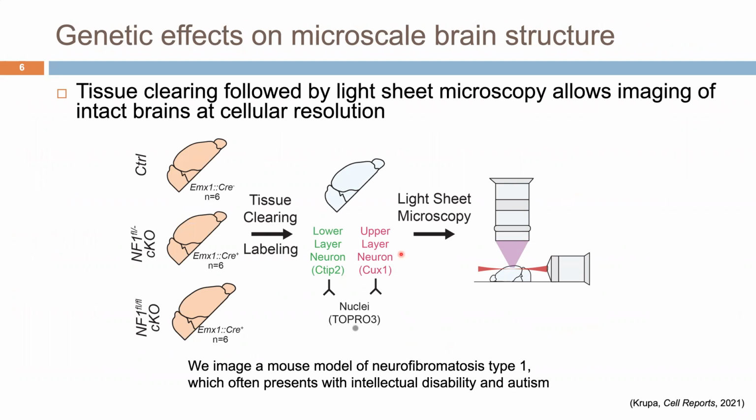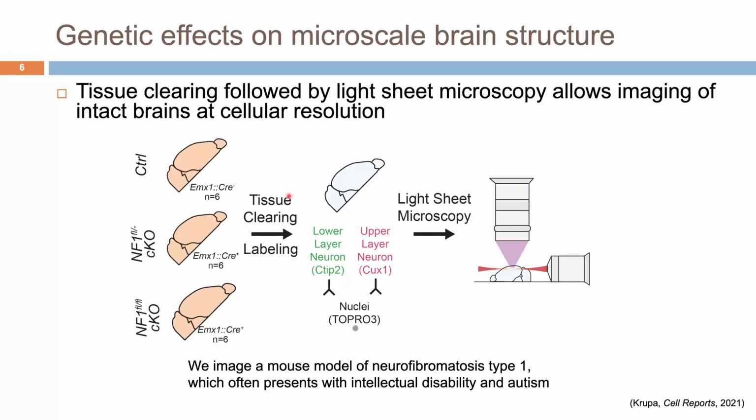We've imaged a mouse model of neurofibromatosis type 1, a disorder which often presents with intellectual disability and autism, to understand how this mutation alters brain structure to lead to risk for a neuropsychiatric disorder. We've used a mouse model that knocks out the NF1 gene specifically in progenitor cells of the developing cortex using an EMX1 Cre flox design. These mice then have both copies of their NF1 gene disrupted, only one copy disrupted, or no copies disrupted. We acquired 6 mice in each of the different groups.